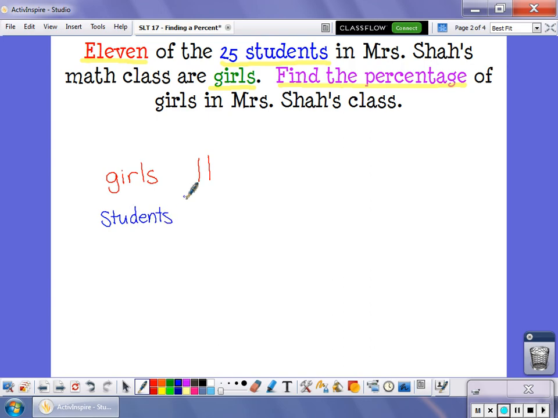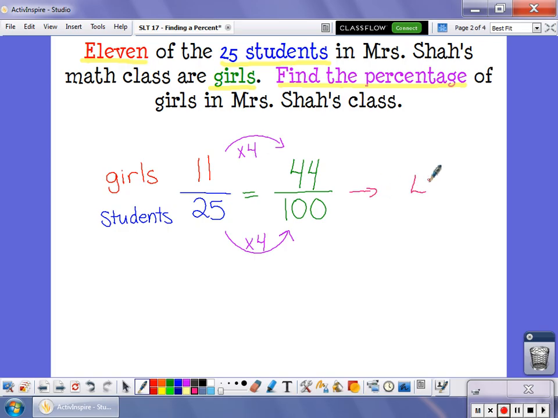11 out of 25. If I want to change this into a percent, it's like saying, what if I didn't have 25 students? What if I had 100 students? The ratio 11 out of 25 is going to be what compared to 100? Well, to go from 25 to 100, I'm going to multiply this denominator by 4. So I'm going to do the same thing on my numerator to create an equivalent fraction. 11 times 4 gives me 44. 44 out of 100 is 44%. So we can say that 44% of Mrs. Shaw's math class are girls.